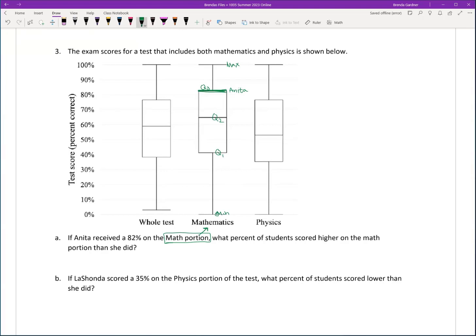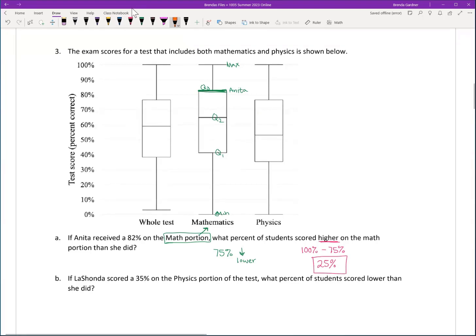So Anita's sitting at Q3, which means, remember, 3 quarters is 75%. So 75% scored lower than her. Got to be careful on this one because it actually asked how many scored higher than her. And so we want to think about, well, if 75% scored lower, to figure out how many scored higher, I'm going to take 100% minus that 75%, or in other words, 25% of the students scored better than she did on the exam.